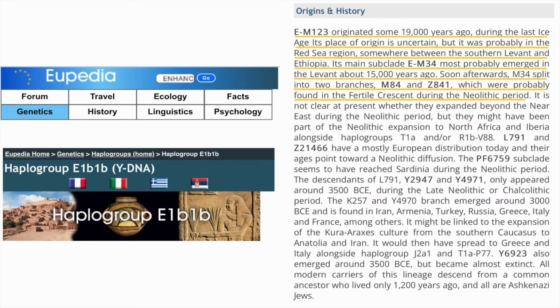According to Eupedia, titled E1b1b, it reads, E-M123 originated some 19,000 years ago during the last ice age. Its place of origin is uncertain, but was probably in the Red Sea region, somewhere between the southern Levant and Ethiopia. Its main subclade, E-M34, most probably emerged in the Levant about 15,000 years ago. Soon afterwards, M34 split into two branches, M84 and Z841, which were probably found in the Fertile Crescent during the Neolithic period.